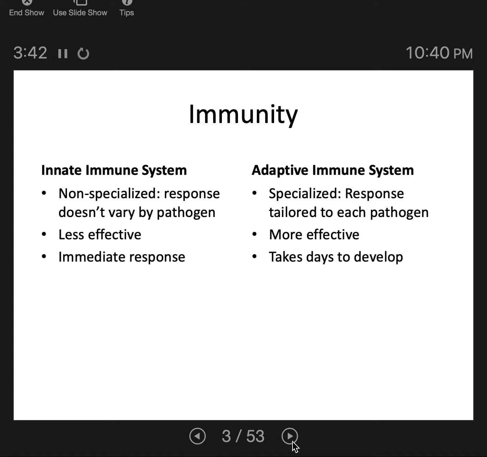So the innate immune system is there to stave off infection until the adaptive immune system has time to kick in. Now the adaptive immune system, also known as the specific immune system, is highly specialized. In the adaptive immune system, you have a response that's tailored to each individual pathogen. The adaptive immune system is far more effective than the innate immune system at fighting disease, but it takes many days to develop, especially the first time you encounter a new pathogen.